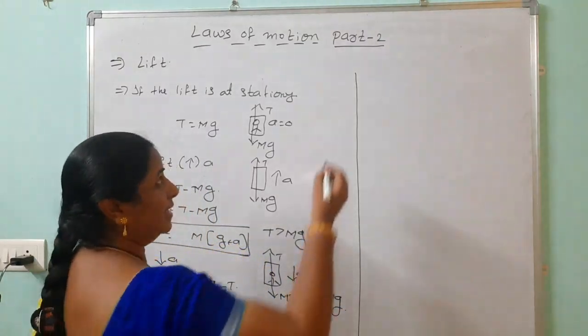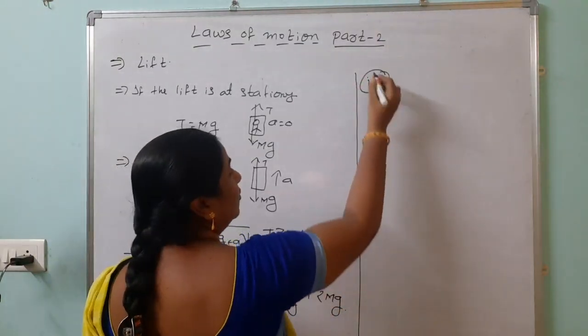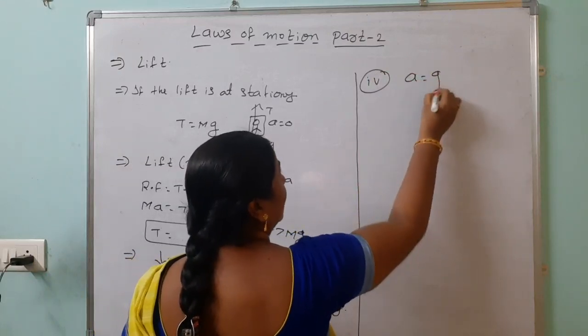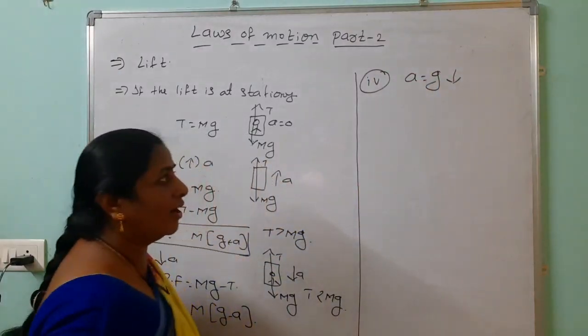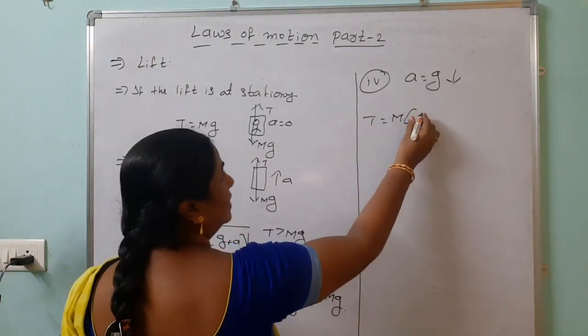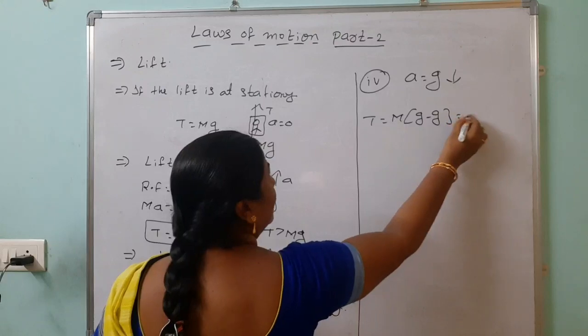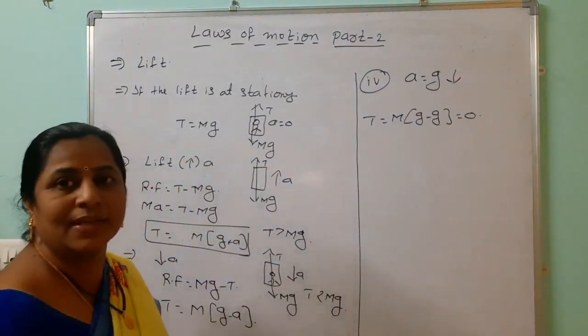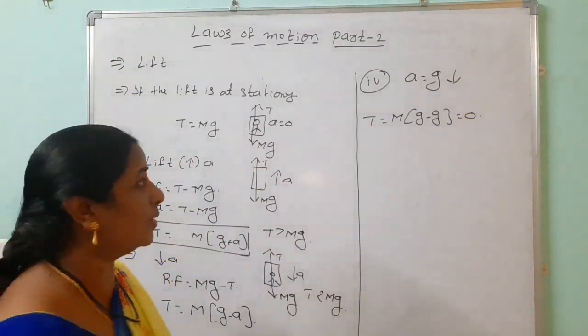And one more case is there, freely falling. Suppose the rope breaks, at that time the lift is coming downwards with how much acceleration? g. Here tension we can take as m into (g minus g) equals 0. No tension in this case. So these are the different cases. We do one problem also.